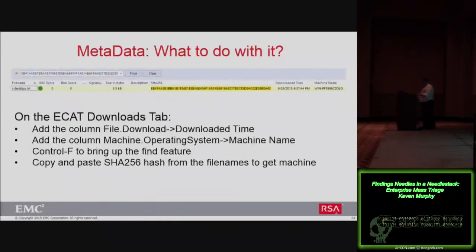And here's an example of that. So I have the 256 SHA hash at the top. I've identified the file it came from. I can right click on that line and identify the box.